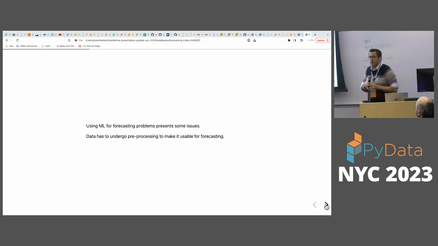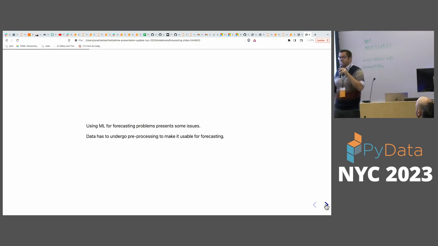Okay, so we're going to spend the rest of this presentation walking through a few example workflows and seeing how SKTime gives you a nice unified toolbox for combining these different methods and then chaining all the intermediate steps together.